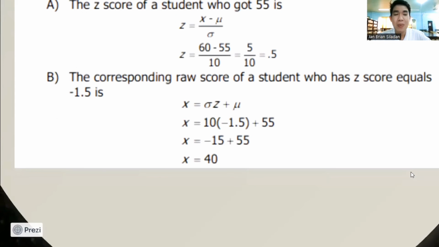For part B, the corresponding raw score of a student who has a z-score equal to negative 1.5: we derive the formula to get the value of x, or x equals sigma times z plus mu. Then x equals 10 times negative 1.5 plus 55. x equals negative 15 plus 55. x equals 40.